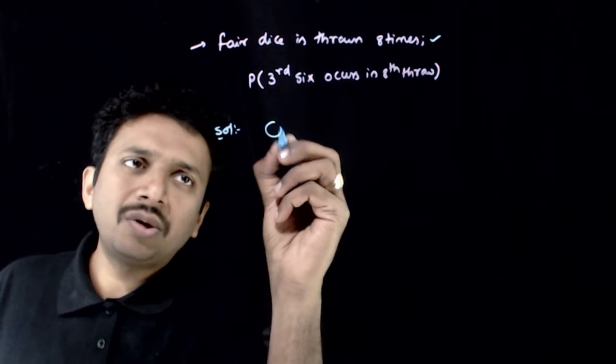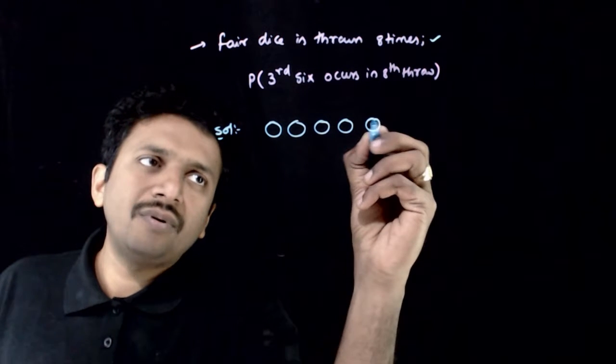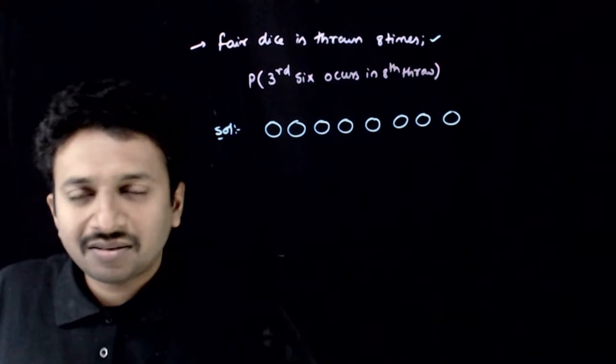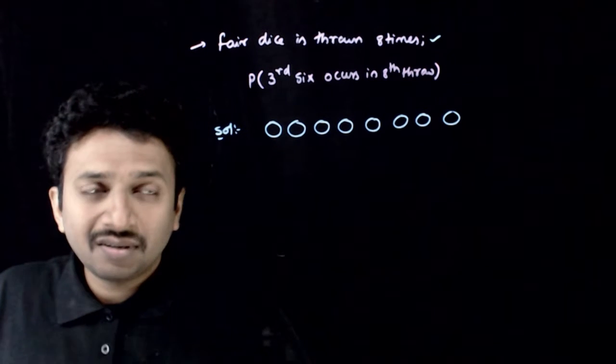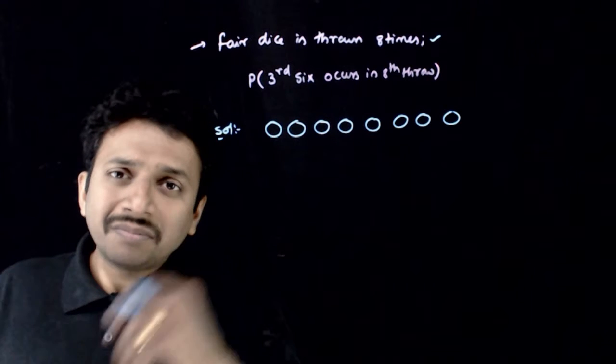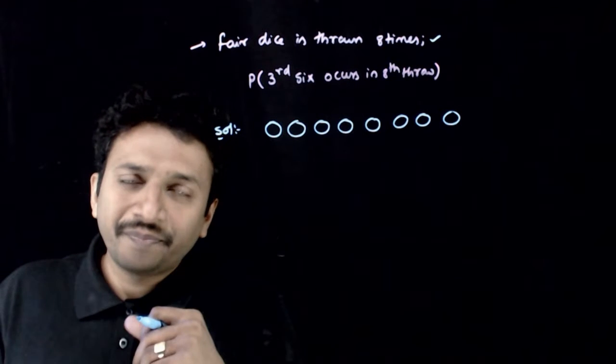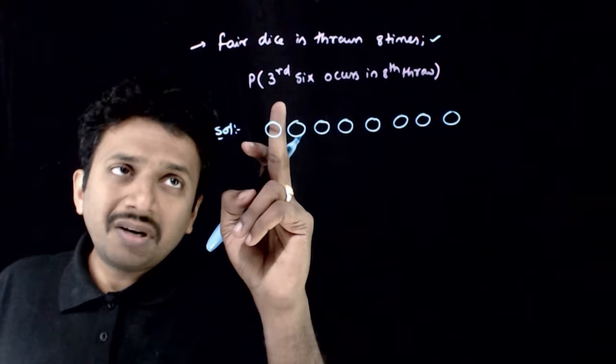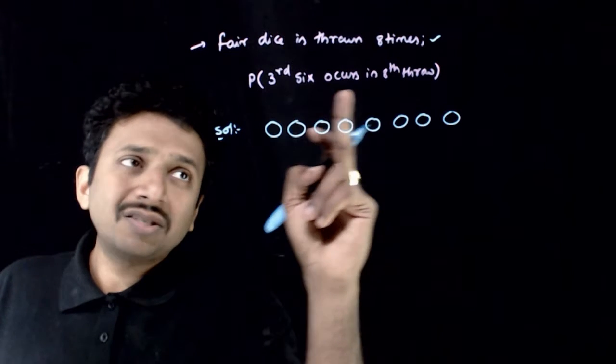So if a dice is thrown 8 times, 1, 2, 3, 4, 5, 6, 7, 8, you get 8 different outputs. Some can be the same also. So now I want my third 6 to come in the 8th throw.